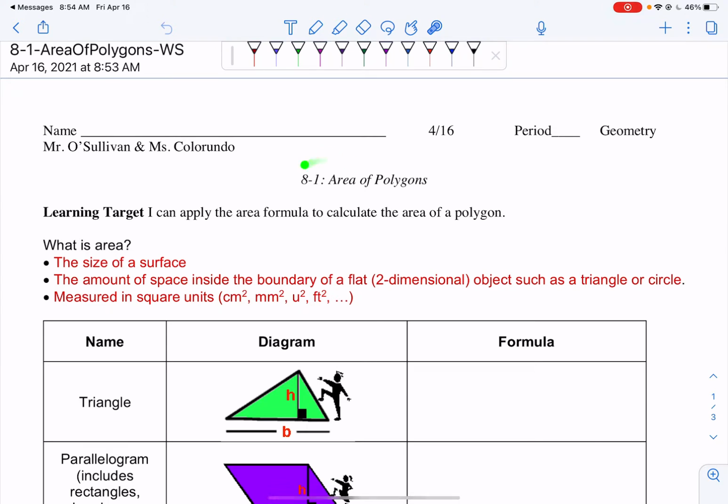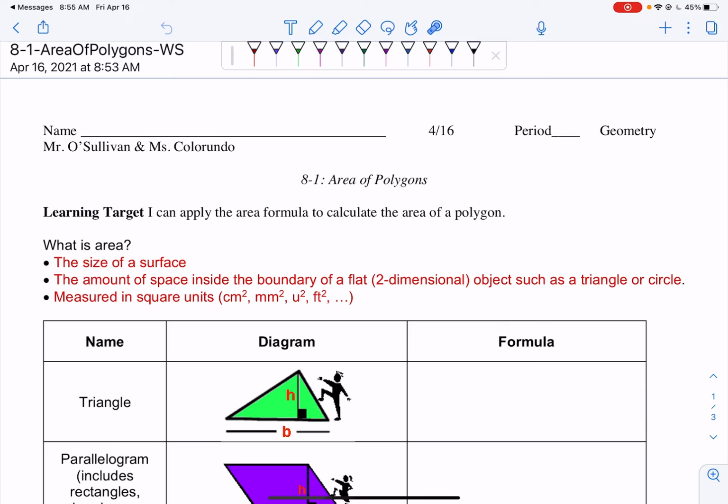So what we're going to be doing today is we're going to be learning how to find the area of basically any polygon. So today's learning target is I can apply the area formula to calculate the area of a polygon. And when I say polygon, I basically mean any shape.